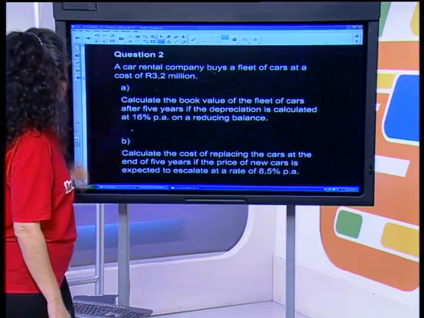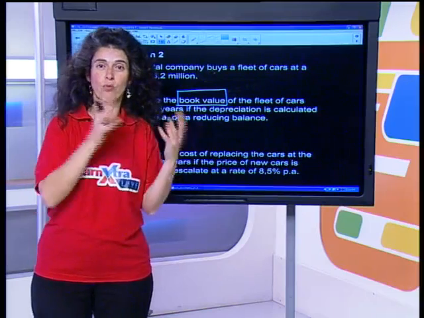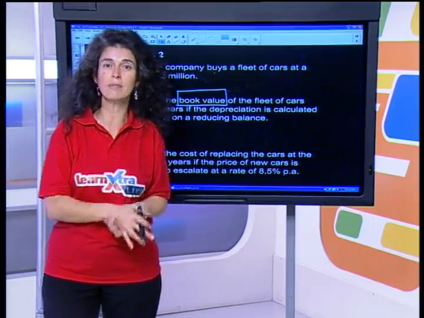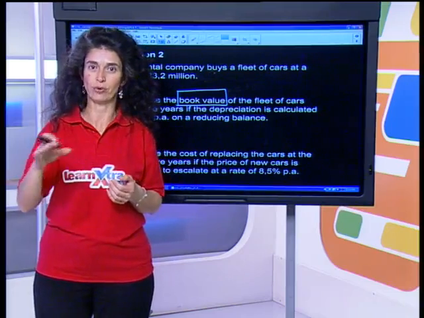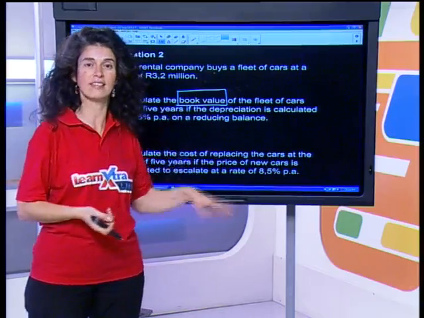Right, we have a scenario. A car rental company buys a fleet of cars at a cost of 3.2 million rand. Calculate the, here's a word, the book value, which would be the resale value of the fleet of cars after 5 years if the depreciation is calculated at 6% per annum on a reducing balance. So we know that we've got a fleet of cars and they are worth a certain amount when we purchase them, and then they will reduce in value. They will not be as valuable as when we bought them. Okay, so we've got the context, a fleet of cars.